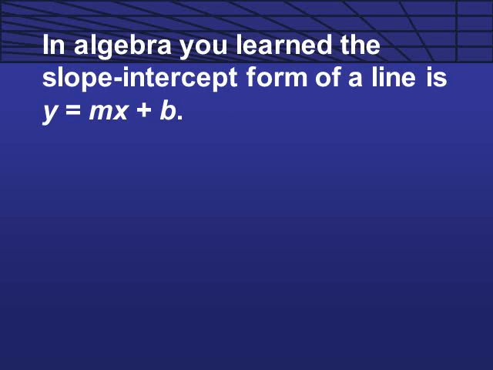Okay, so in algebra we learned how to graph lines. We did it quite a bit, but we also learned that there's different forms of a line. The most common is slope-intercept form, which is y equals mx plus b. Let's review for a second what the letters mean. Y is your output. M is your slope.